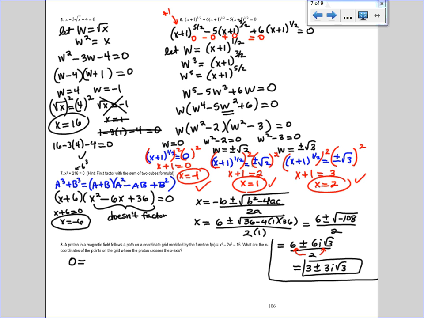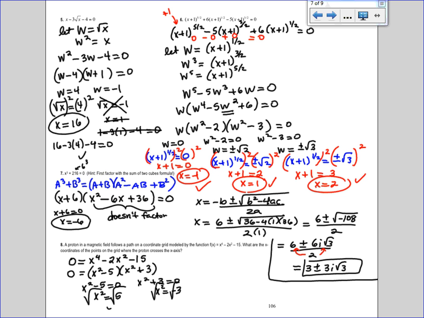So I'm going to plug in 0 for y. The x to the 4th minus 2x squared minus 15. Now I won't make you do the W substitution on this one. You can. I will let you factor. Multiply to negative 15 and add to negative 2: negative 5 and positive 3. Set each one equal to 0 and solve. So I'd add the 5, I'd subtract the 3, take the square root of both sides, calculate the plus or minus.